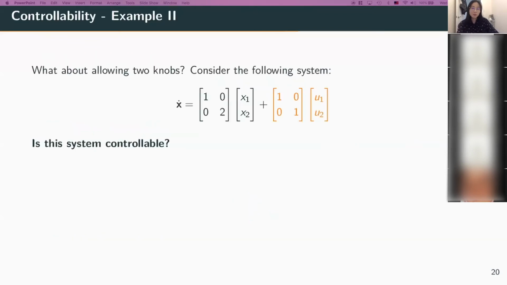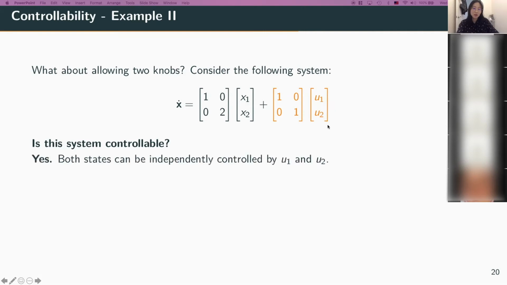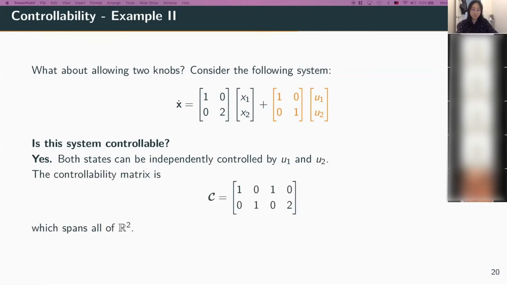So with the same A matrix, where the states are decoupled, if we can now turn both knobs, so instead of just one u, we have u1 and u2, then the system becomes controllable because the states can be independently manipulated by u1 and u2. Again, verifying with the controllability matrix C, we see that it spans all of R^2, and therefore indeed the system is controllable.